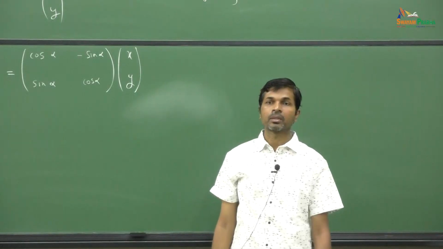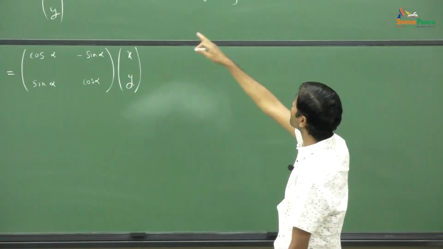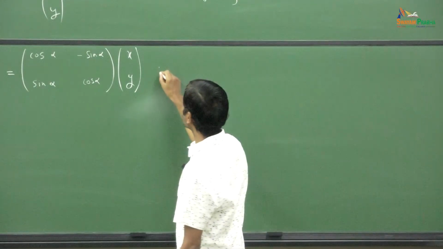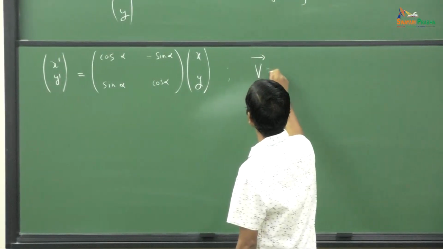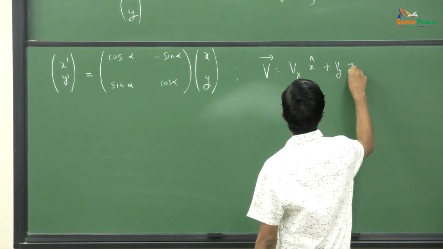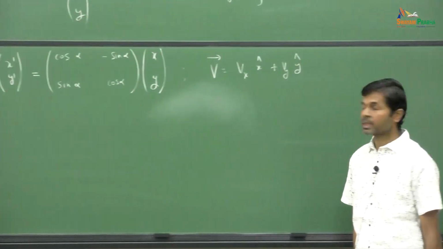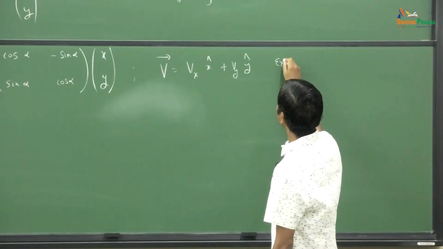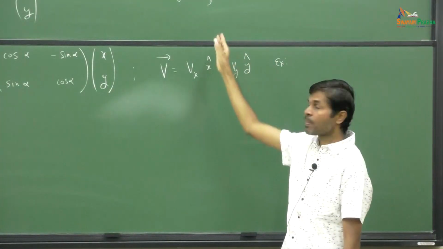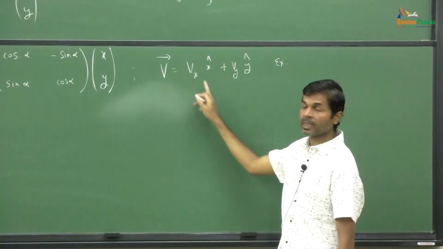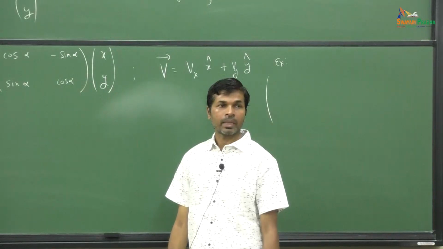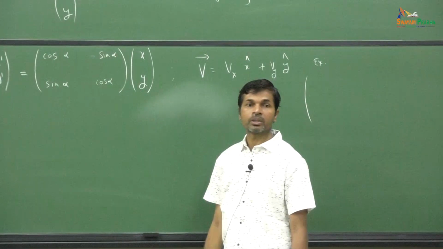You can obtain the relationship between the unit vectors, and if you consider any vector on a plane, v equal to vx x cap plus vy y cap, this is an exercise for you. Then show that if you perform such a rotation, the components of this vector, vx and vy, are related exactly the same way as the components of the position vector.